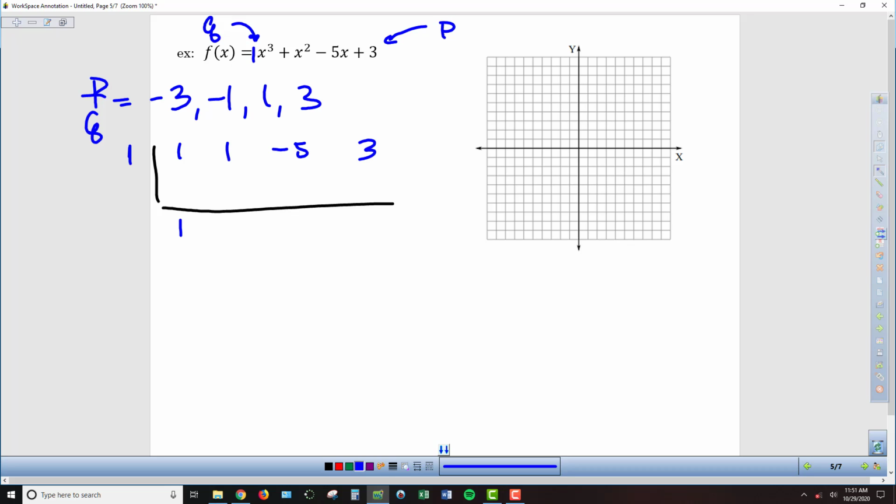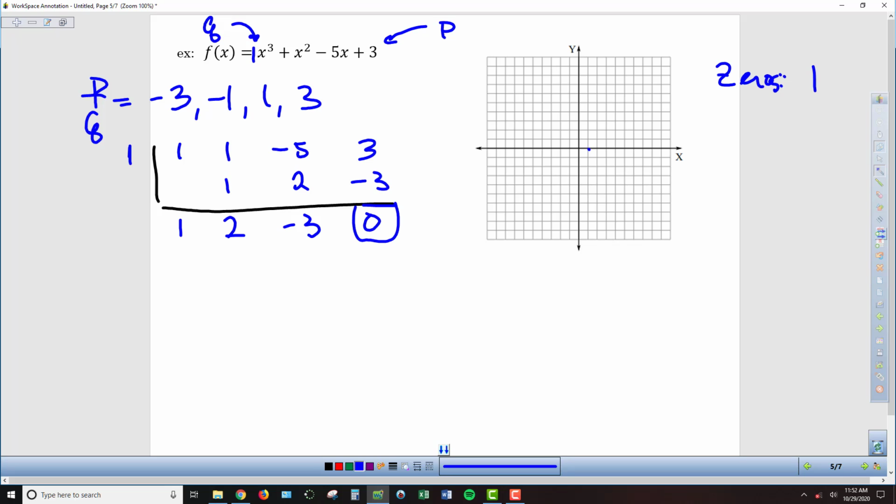So we start rolling through it. I got a 1 here. 1 times 1 is 1. Add that together to get 2. 1 times 2 is 2. -5 plus 2 is -3, and we've won the lottery again. 1 times -3 is -3. We get 0. So we have indeed found that 1 is a 0 of this polynomial function. So I know my graph is going to go through 1 on the x-axis. I have a column for zeros over there.